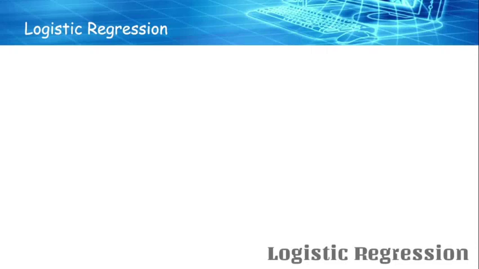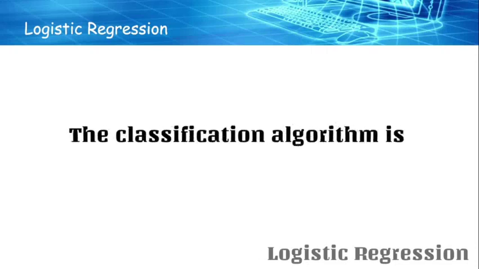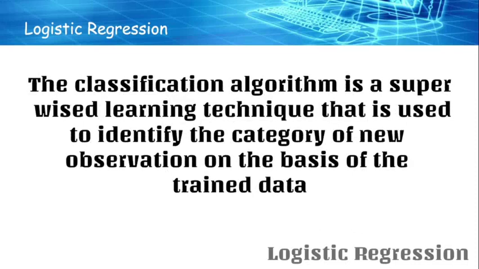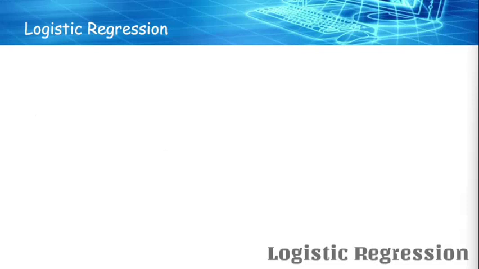So again, a quick recap. The classification algorithm is a supervised learning technique that is used to identify the category of new observations on the basis of the training data. In classification, a program learns from a given data set or observations, then classifies new observations into a number of classes or groups.